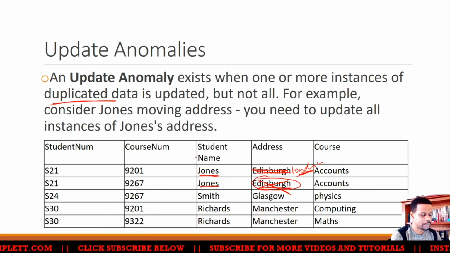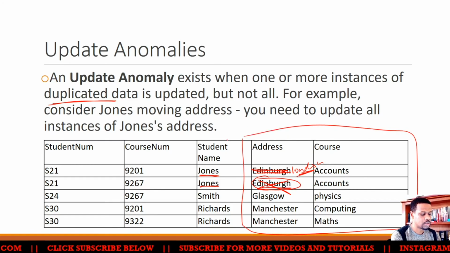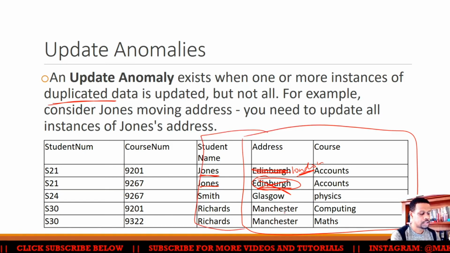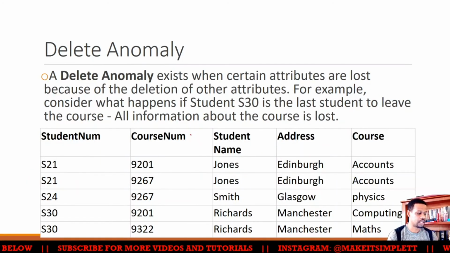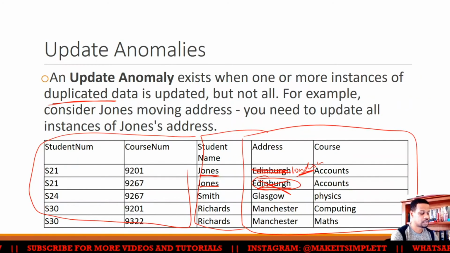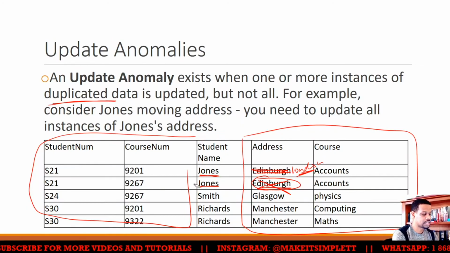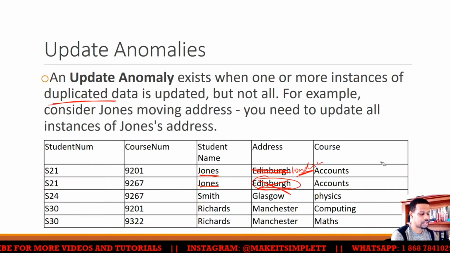What will happen is that if you split these into course and student information, it will be able to update faster because you can change the address once and it will match back to that particular student number, and you wouldn't have an issue.